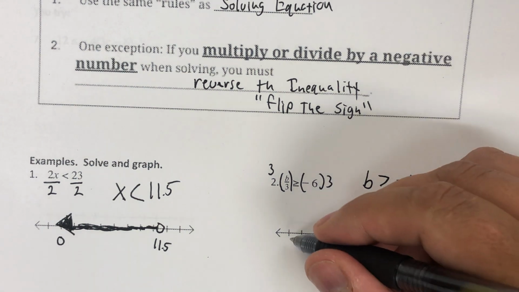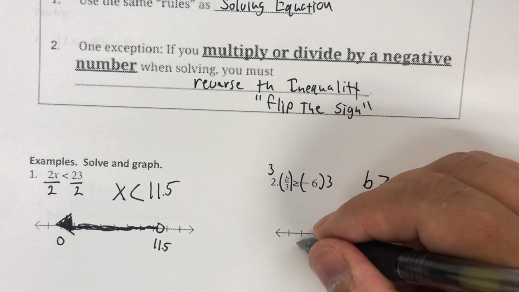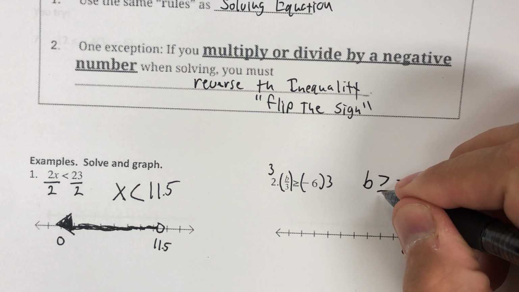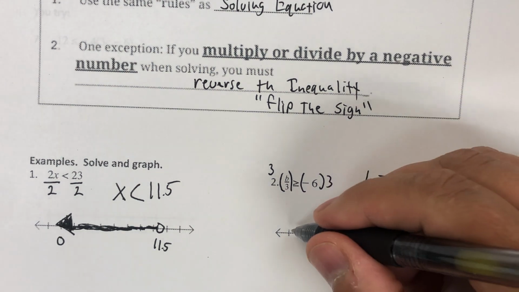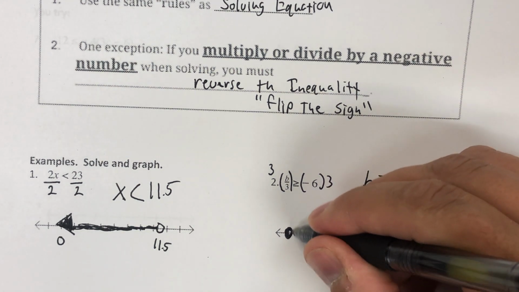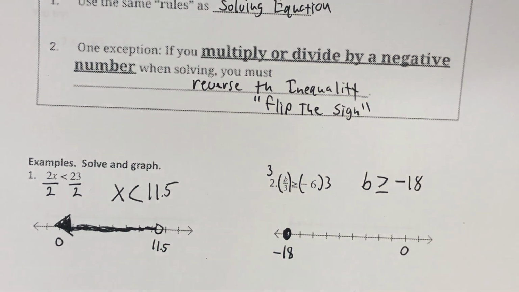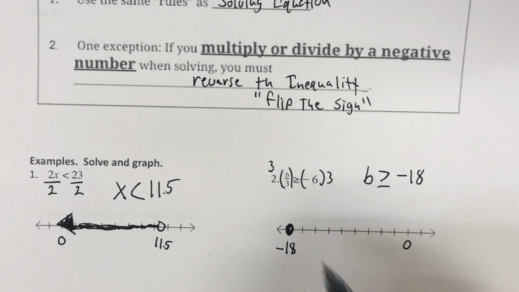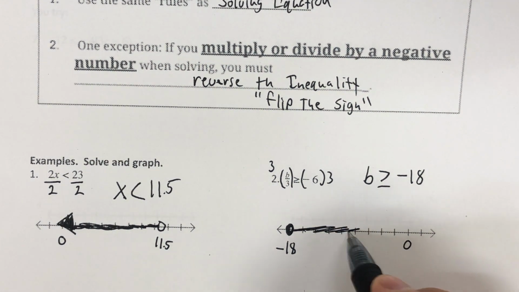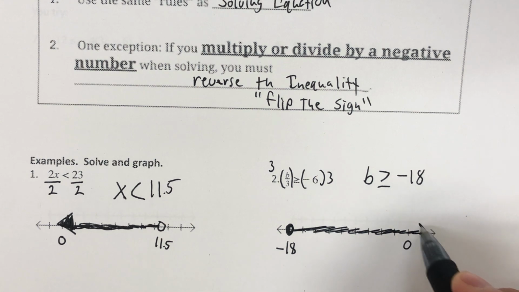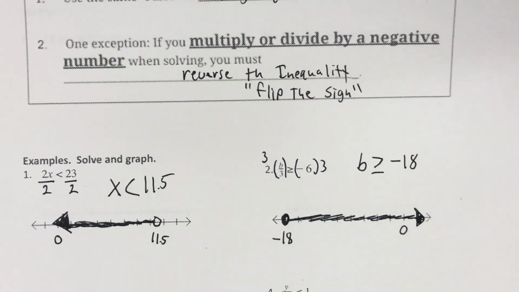Put up the 0, head over to negative 18. I don't care where you put it. This is a greater than or equal to, so a closed circle at negative 18. And b is greater than, so I'm shading to the right. Make sure it's nice and dark which way we're going. Got my arrow filled in.